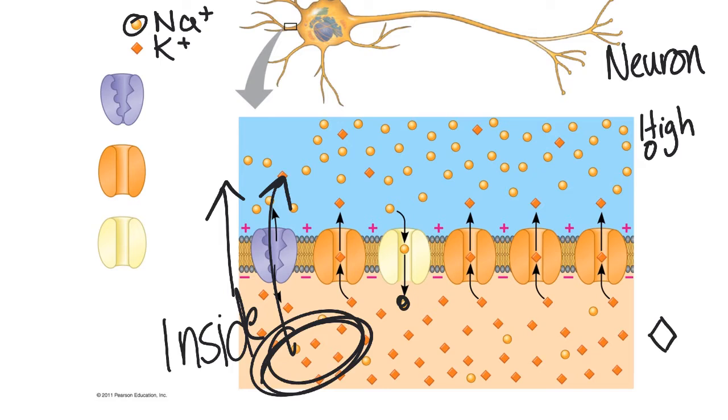And then in the reverse direction, we've got potassium coming in, right? So we need this concentration gradient to be established so that the neuron can be ready to fire. If the neuron's not ready to fire, we would die. So that's a big fail.